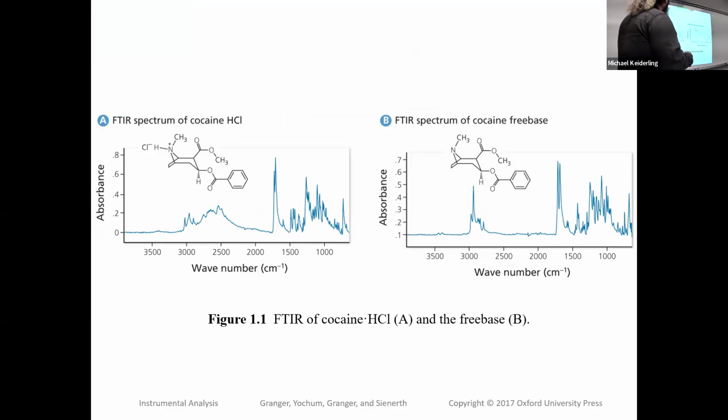And here, for example, is the FTIR spectrum of cocaine and freebase cocaine. And the difference is minimal. It's literally just this group here, but they're distinctly different spectra and can be identified.